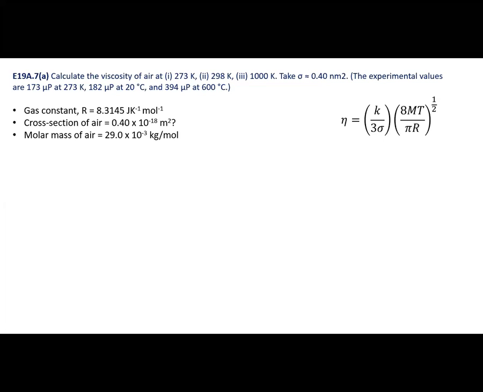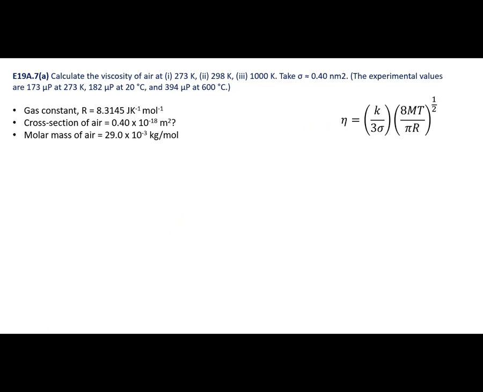So what's given here? The collision cross-section of air, 0.40 times 10 power negative 18 meters square, and the molar mass of air is 29 times 10 power negative 3 kilogram per mole. So we already know this equation where the viscosity eta is related to sigma, as we solved in the previous problem. And pretty much we know the rest of the parameters here, except that we need to keep swapping the temperature for different values and then calculate the viscosity.